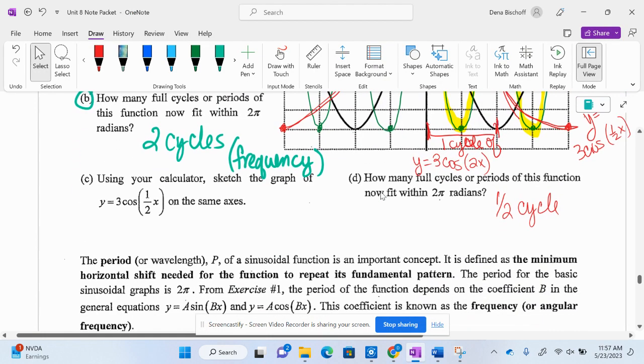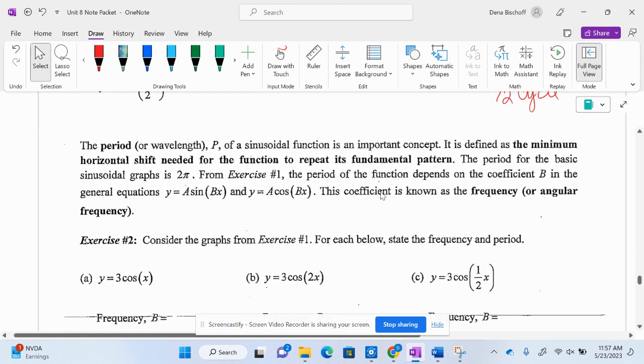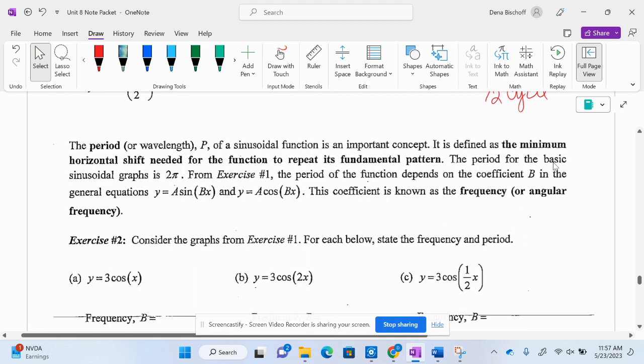Okay, so a period or a wavelength of a sinusoidal function is an important concept. It's defined as the minimum horizontal shift needed for the function to repeat its pattern. So it's the minimum amount of space, horizontal distance needed for the function to repeat its pattern.